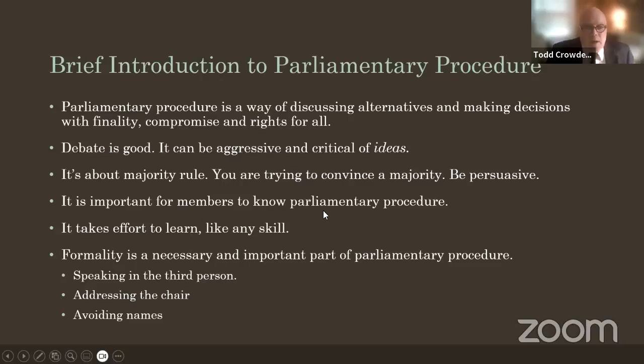Formality. A lot of people look with a little bit of disdain at the formality part, but it is a necessary and important part of it. I have seen in action why it is necessary and how it works. Specifically, these three parts of it. First, speaking in the third person. You would not say "you" to the chair of the meeting, the presiding officer. You would not say to him, "Would you allow me to speak?" You would say, "Would the chair allow me to speak?" You always refer to the chair as the chair, not you.